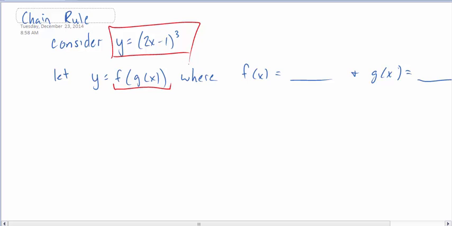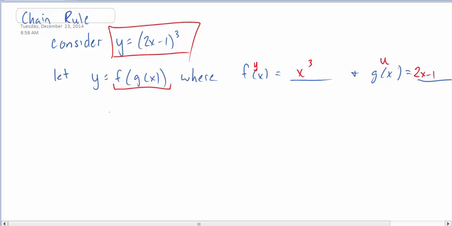So what two functions are being composed to give us our y equals (2x minus 1) cubed? The f of x, the outside function, is x cubed. And the g of x, the inside function, is 2x minus 1. For simplicity's sake, since we called y the f of x, let's call u g of x.